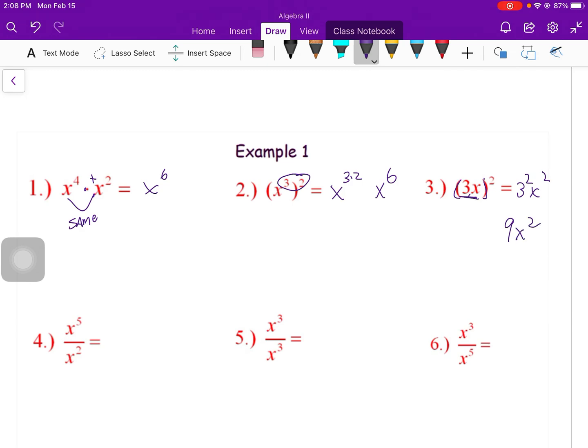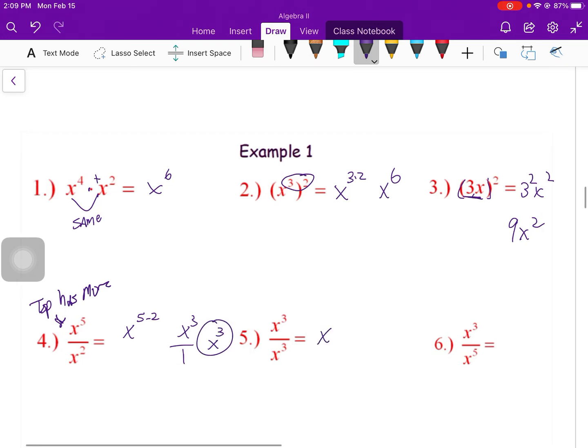Okay, fractions, so I kind of like doing this. I would say that the top has more. So when I subtract these, 5 minus 2, so x to the 5 minus 2, when I'm done subtracting, that should be in the numerator. You don't have to write it with an over 1, but you can make it x to the third. Okay, x to the third over x to the third gives me 3 minus 3, which is x to the 0, which is 1.